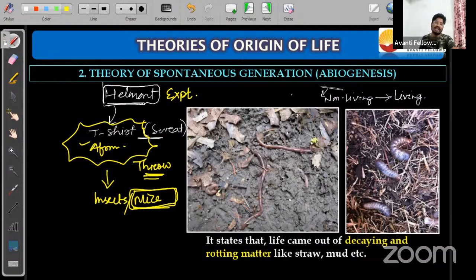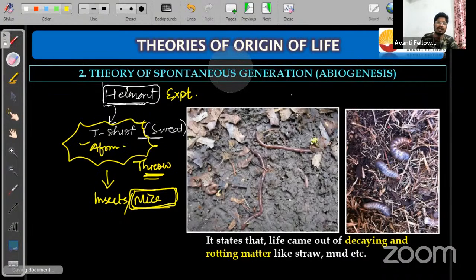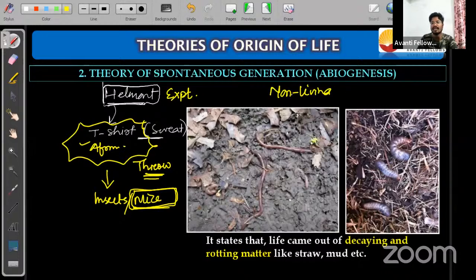And he concluded in a theory called theory of abiogenesis or spontaneous generation, that is non-living matter, from non-living matter life have been originated. Life have been originated from non-living matter. Non-living matter से ही लाइफ बना. ये उनका मानना था. This is abiogenesis.